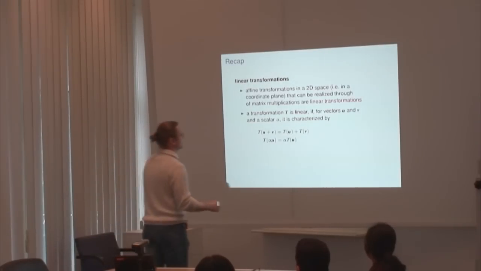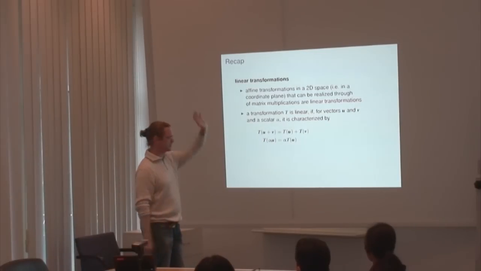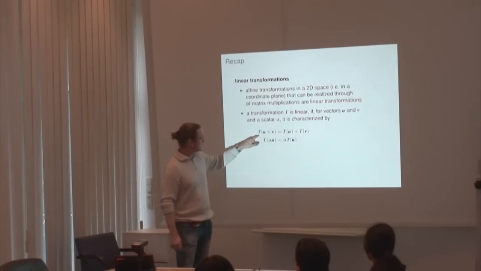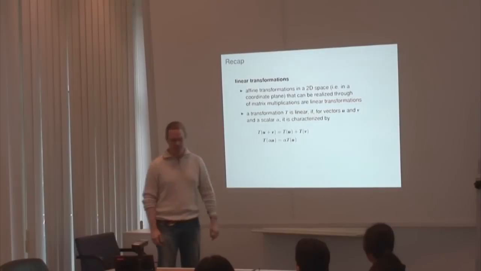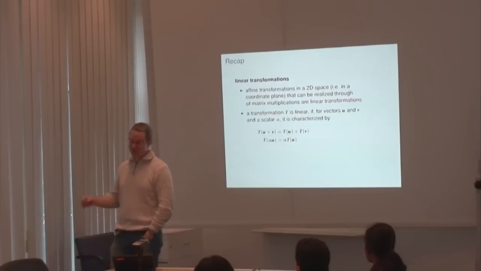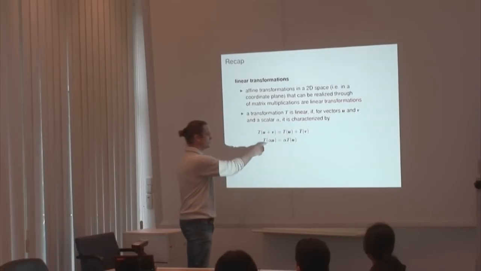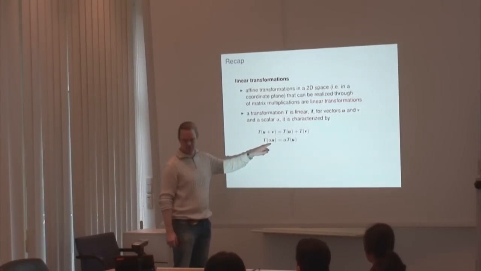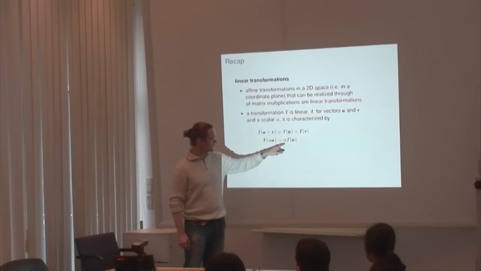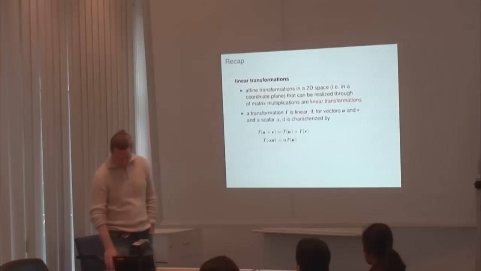If we're given two objects, let's call them u and v, and for the sake of the argument, let's say they are vectors. Does not necessarily have to be vectors, but right now we're talking about vectors. If we apply the transformation to the sum of u and v, then this has to be the same as if we were to transform u and transform v separately and add that together. At the same time, if we were to transform a scaled version of u, this has to be the same as if we were to scale the transformation of u. If this is given, the transformation is called linear.